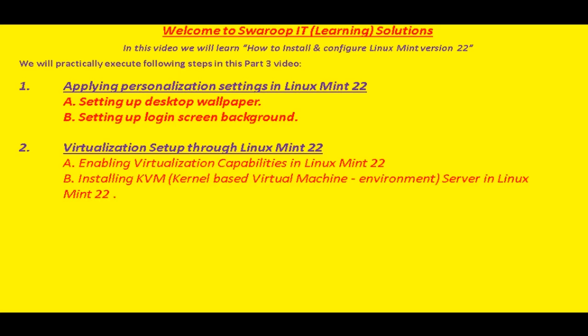Okay. So next we'll be installing KVM, that is the kernel-based virtual machine environment server, in Linux Mint 22. Just let me give you a brief idea about KVM. Just like Hyper-V in Microsoft, or ESX in VMware, in Linux it is KVM. So they have developed a virtualization server called KVM. In any Linux OS distribution, you can install KVM as a package or as a feature, and you can run that particular Linux system as a virtualization host.